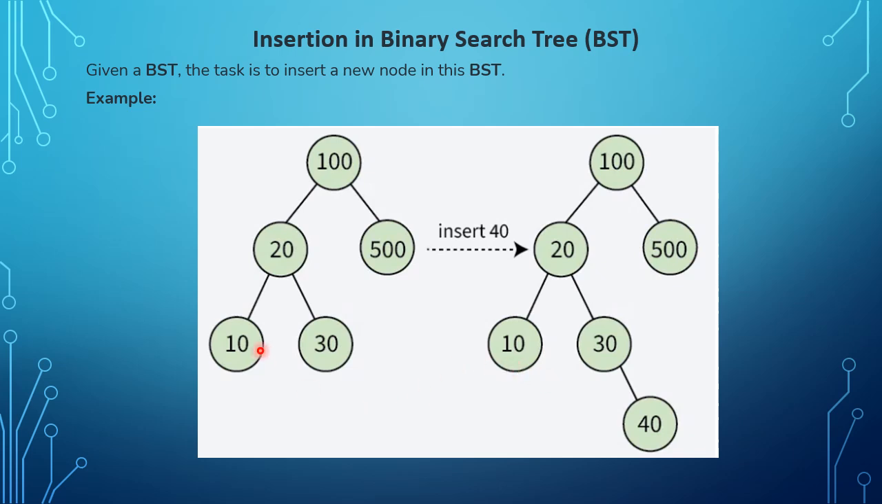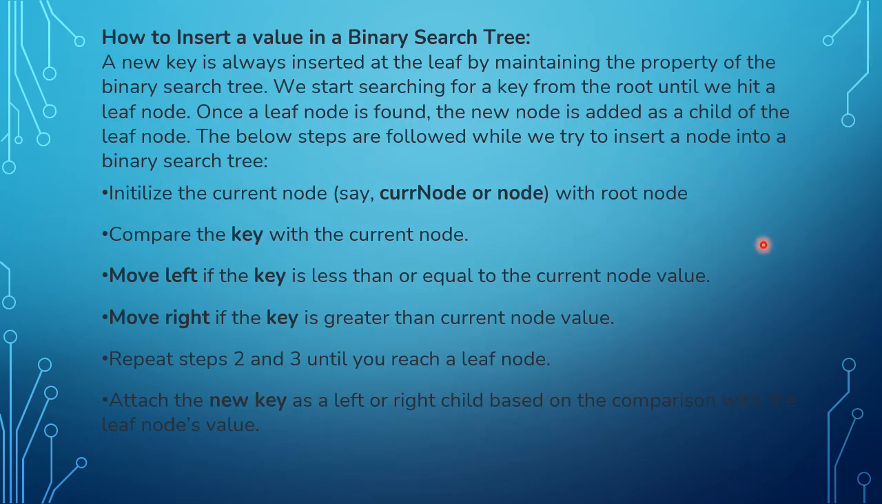So let us know about it theoretically. How to insert a value in a binary search tree? A new key is always inserted at the leaf by maintaining the property of the binary search tree. We start searching for the key from the root node until we hit a leaf node. Once a leaf node is found, the new node is added as a child of the leaf node. The below steps are followed while we try to insert a node into a binary search tree.